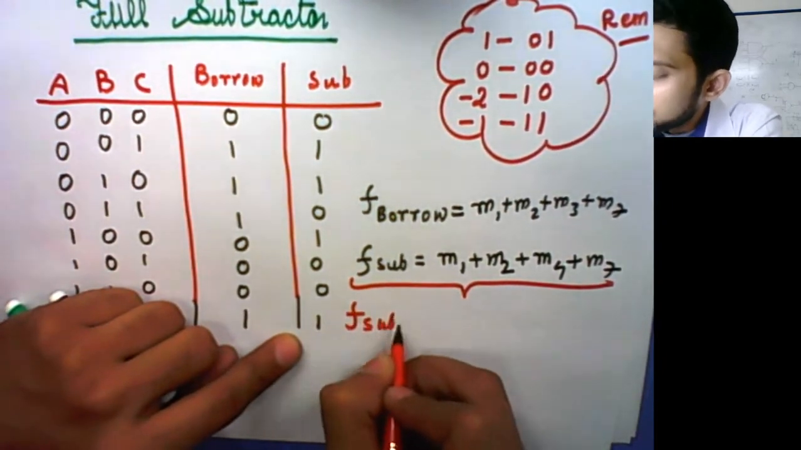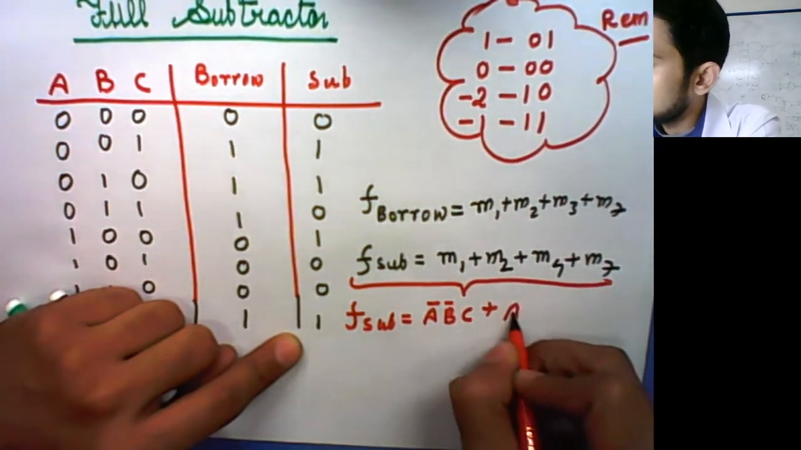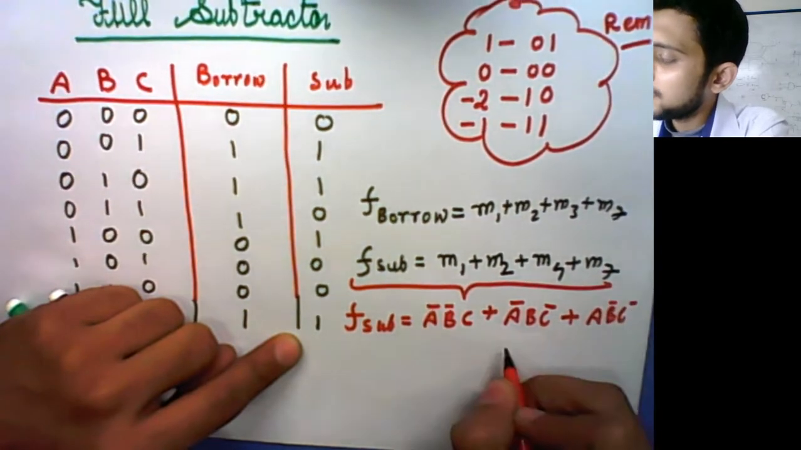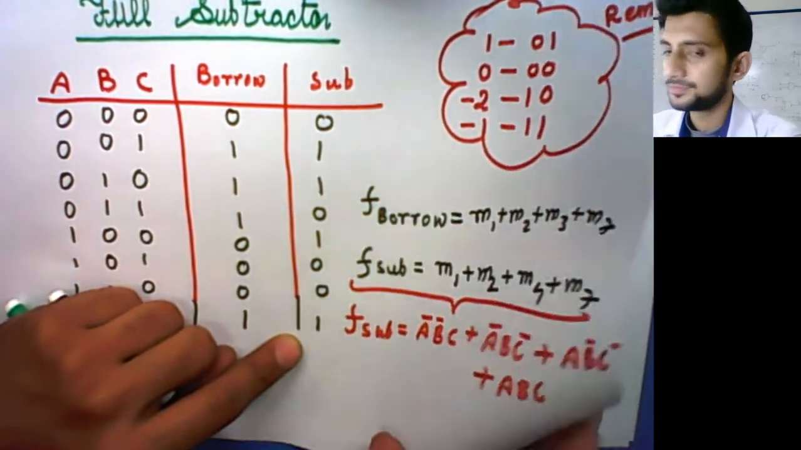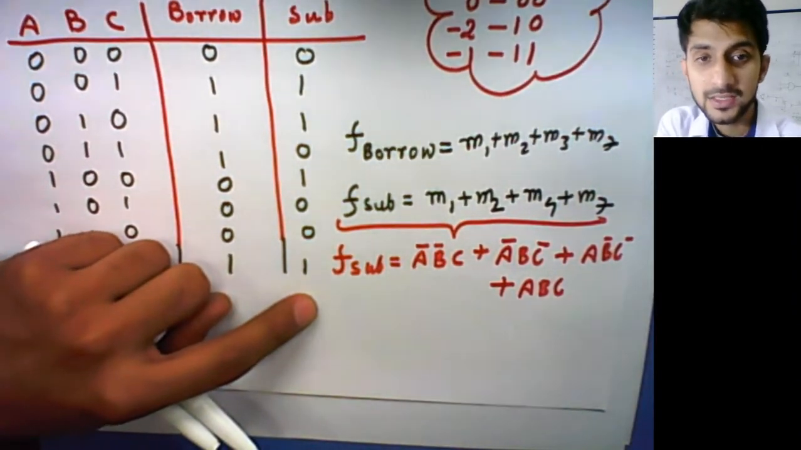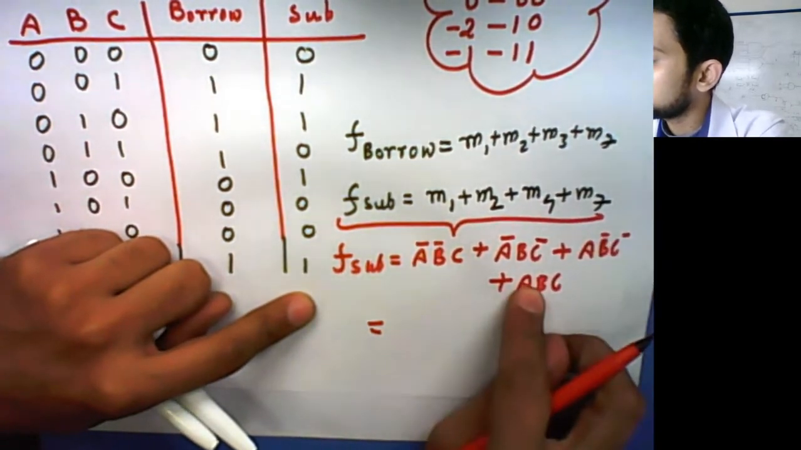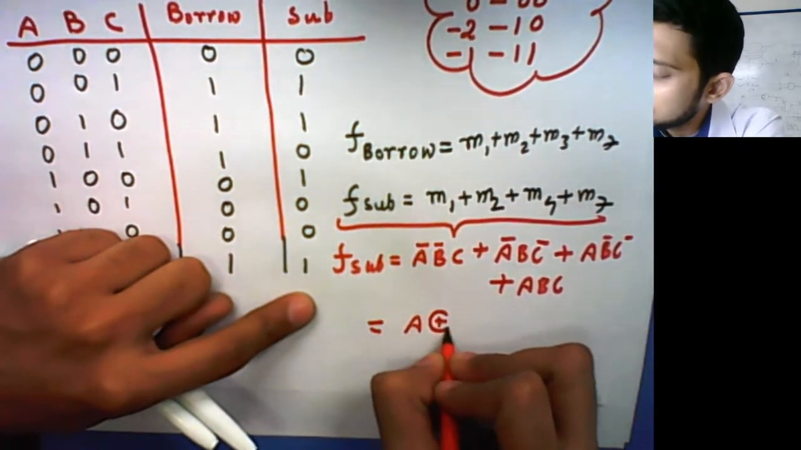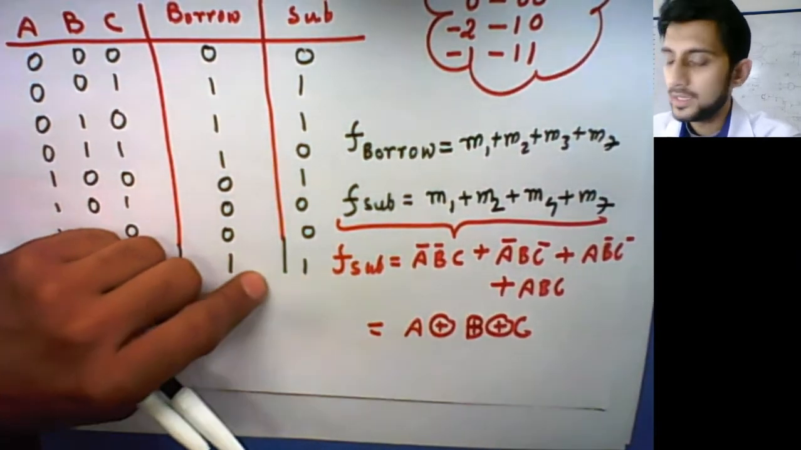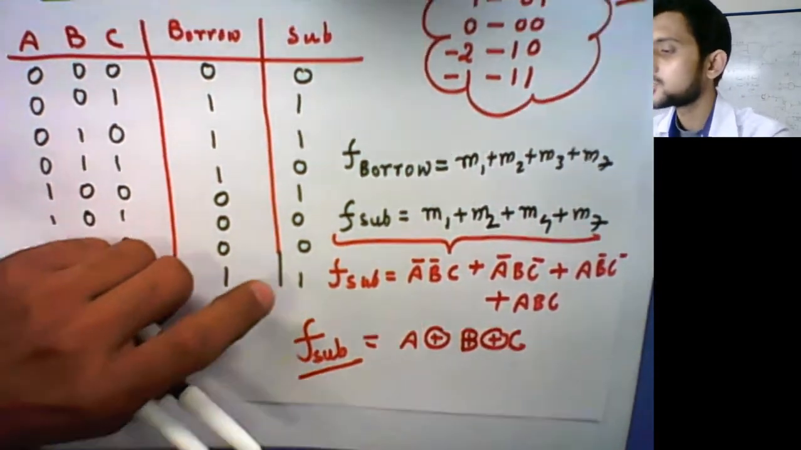So f sub will be a bar b bar c plus a bar b c bar plus a b bar c bar plus a b c. Okay, and doing the same thing as we did for the full adder case, taking a bar common from these two and a common from these two, you will simply get that the answer should be a XOR b XOR c. So the f sub is the same as f sum. So a XOR b XOR c.